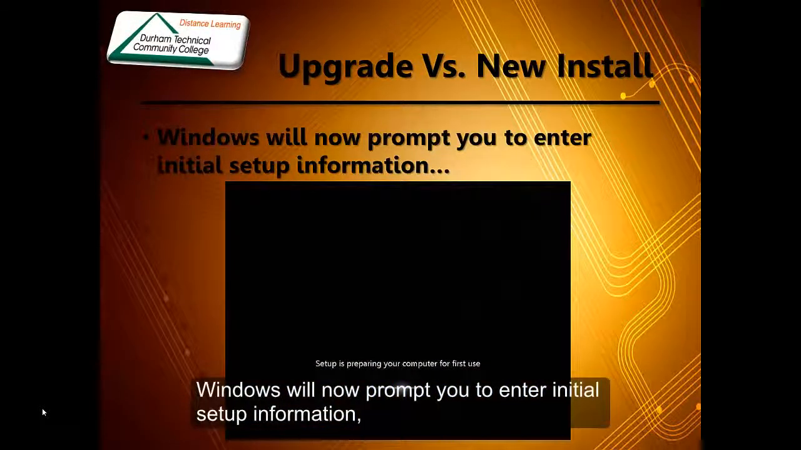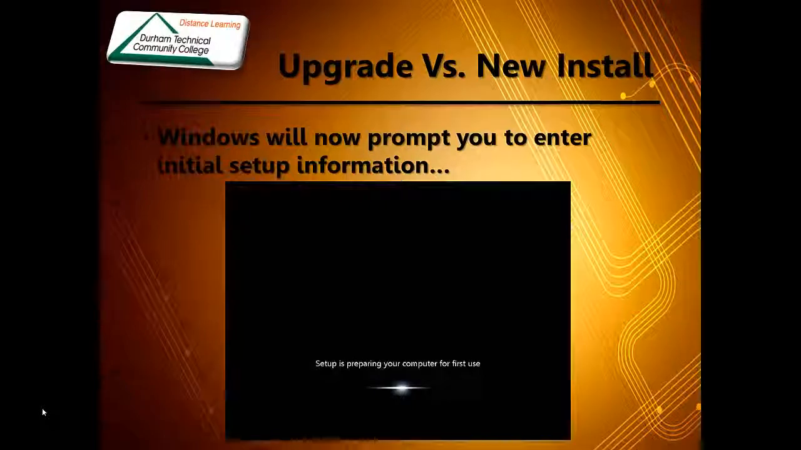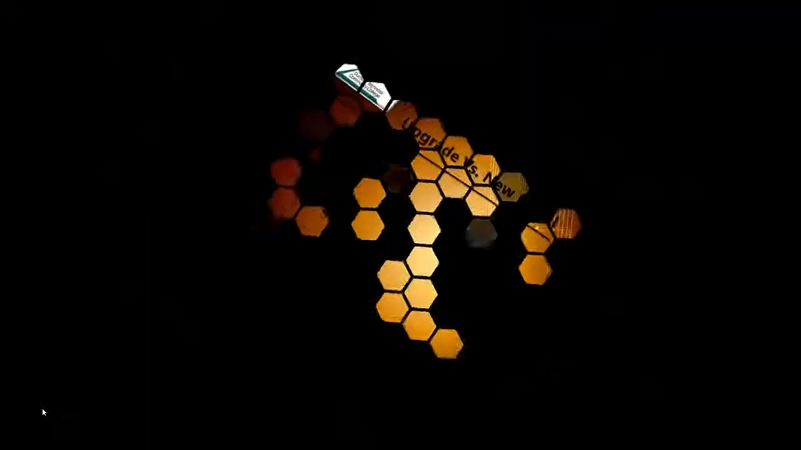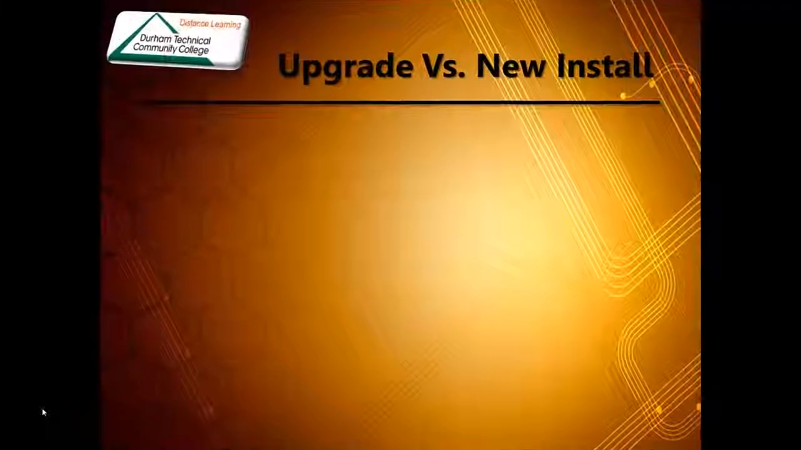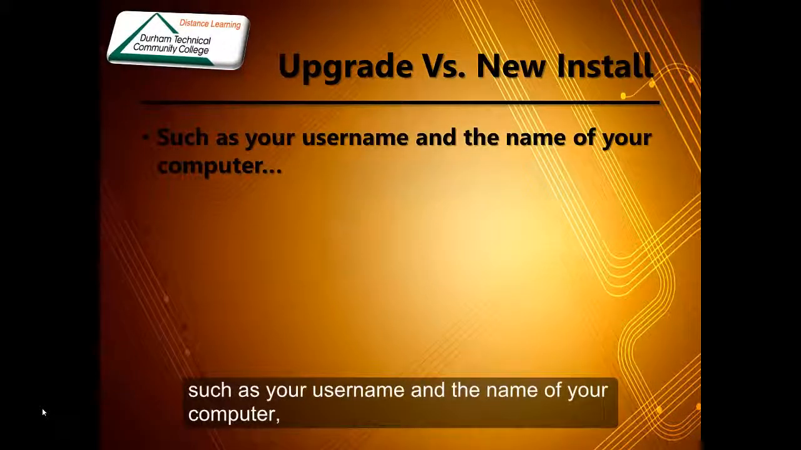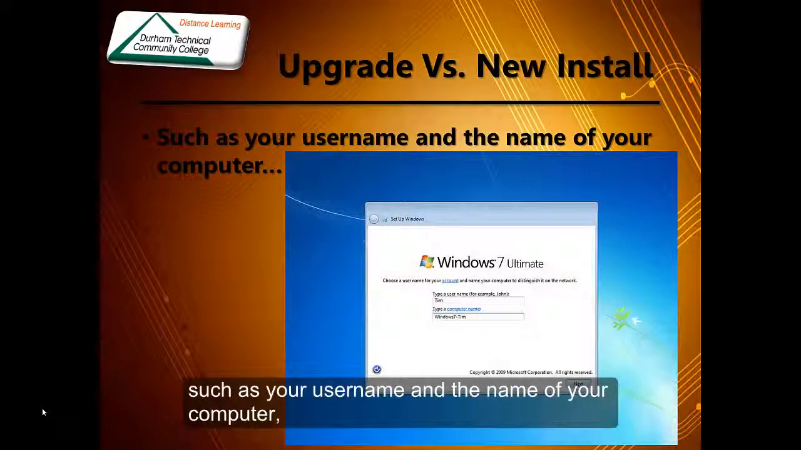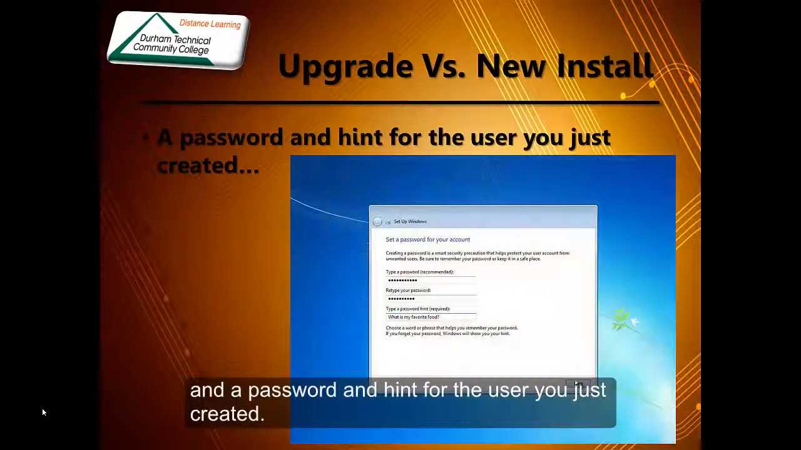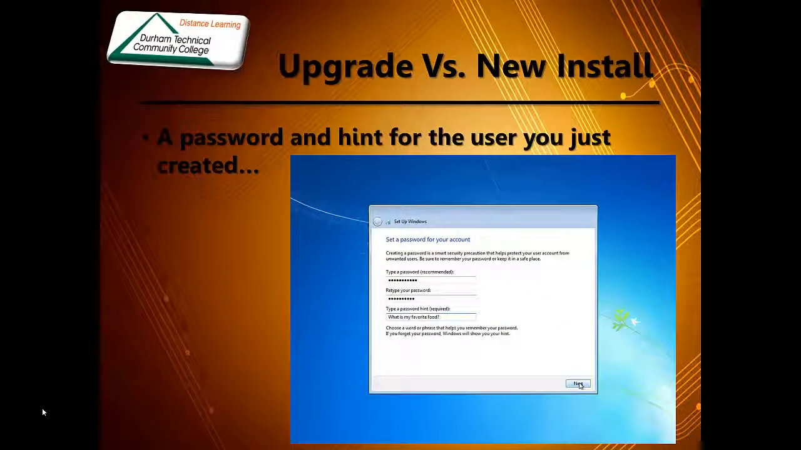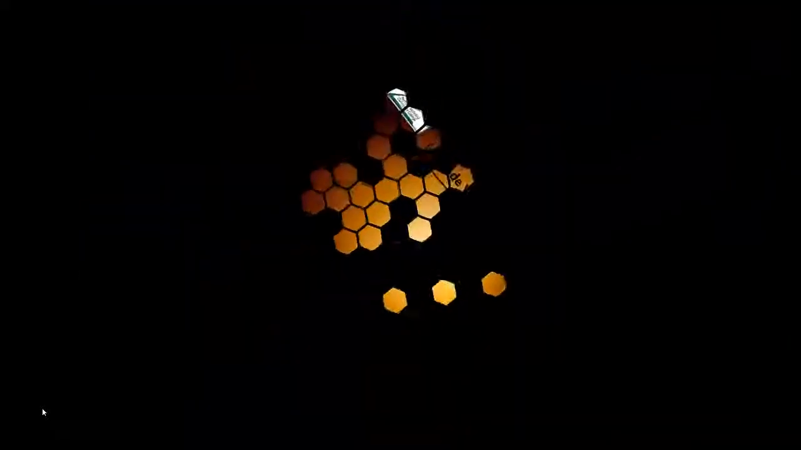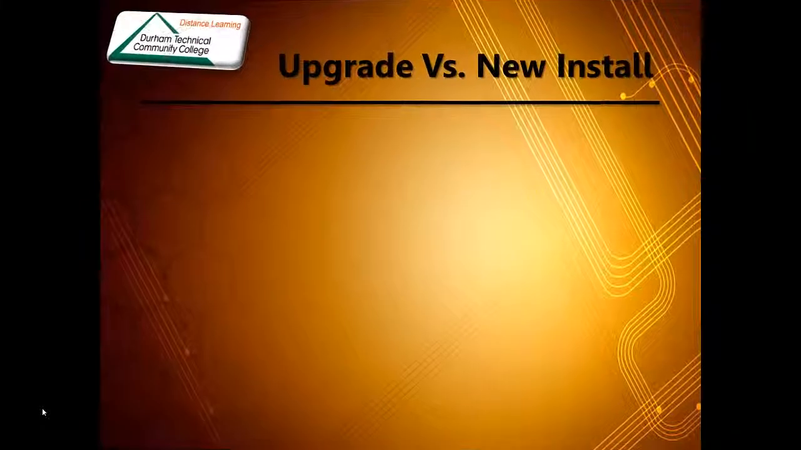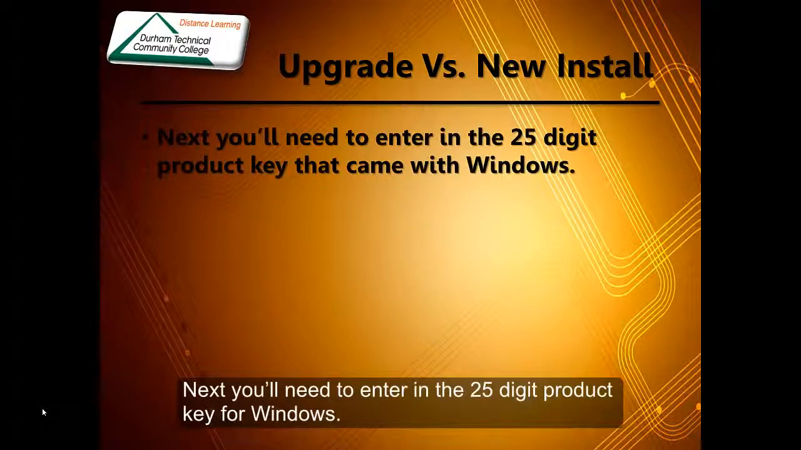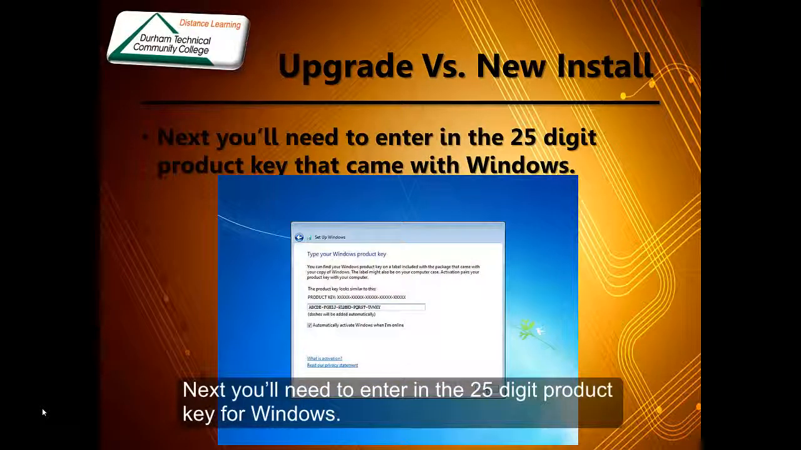Windows will now prompt you to enter initial setup information, such as your username and the name of your computer, a password, and a hint for the user you just created. Next, you'll need to enter the 25-digit product key for Windows.